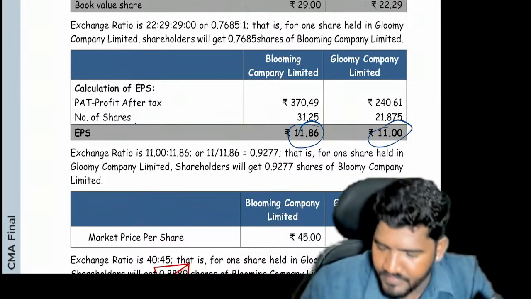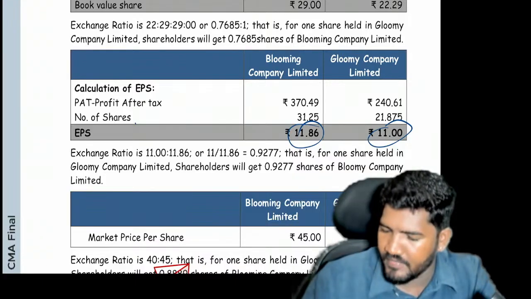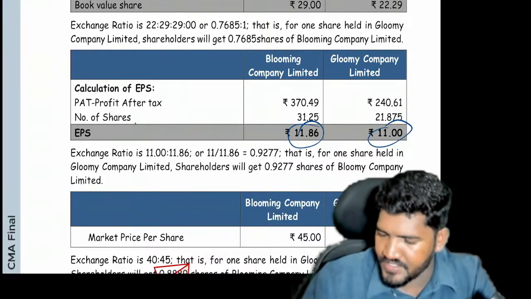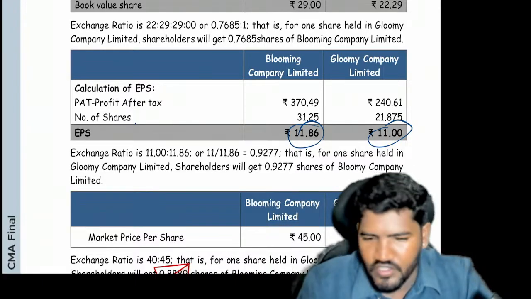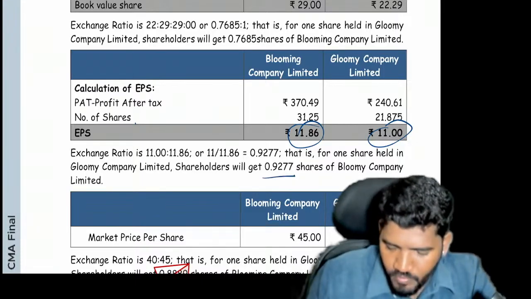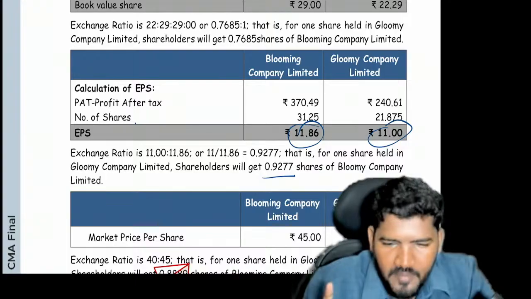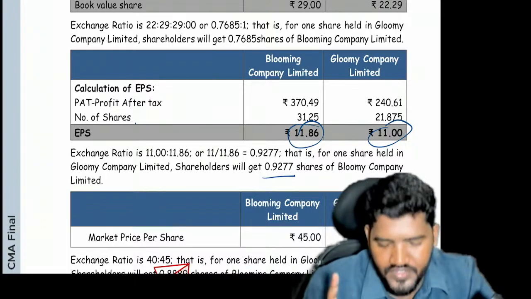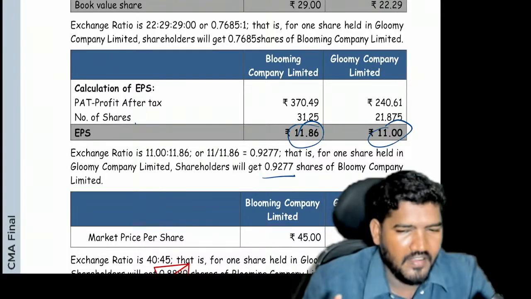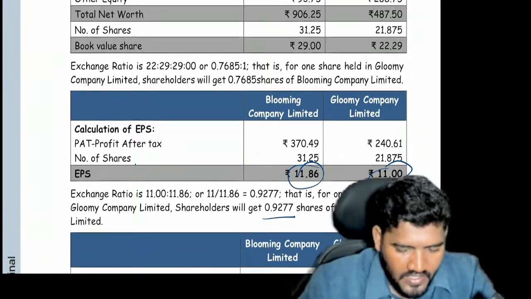11 divided by 11.86. The answer is 0.92748. So the ratio 0.9277 means for every one share of Gloomy Company Limited, they will receive 0.927 shares from Blooming Company. Hope you guys are clear. Next, BPS calculation.